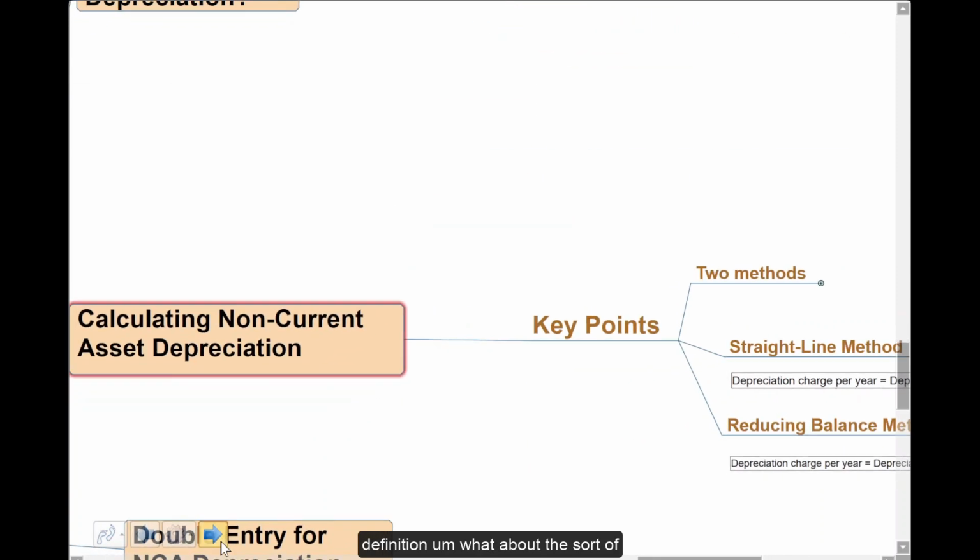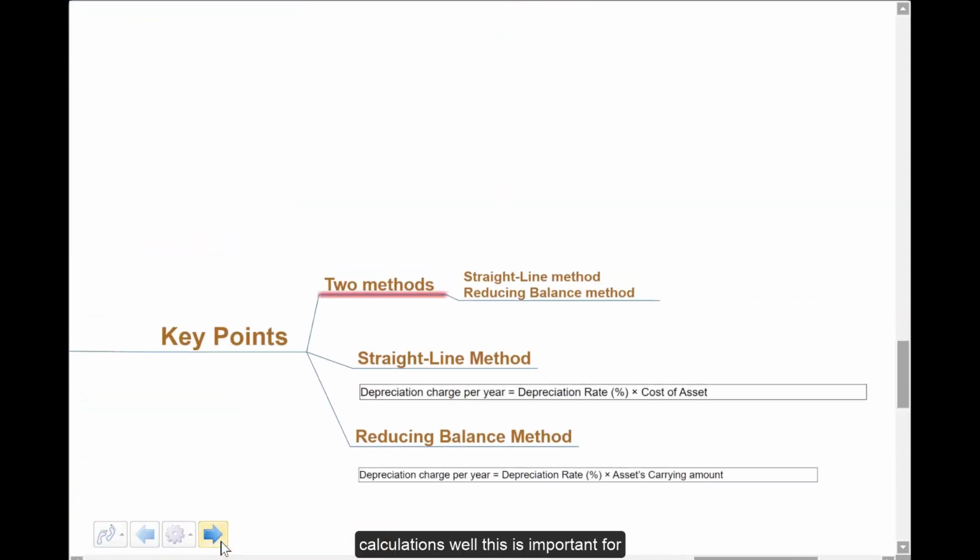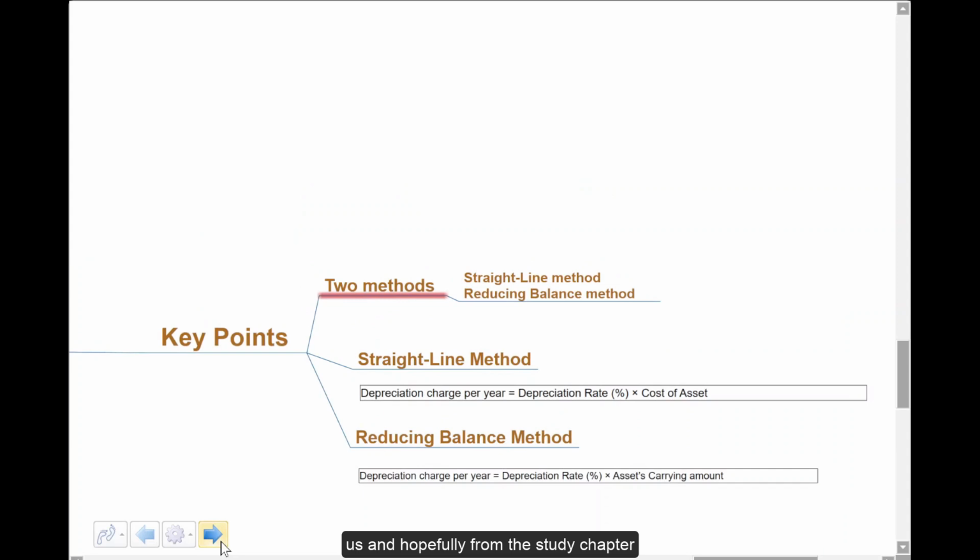What about the calculations? Well, this is important for us, and hopefully from the study chapter you have a fix on the two different methods. They're not overly complicated, to be honest with you. First one, straight line, which is probably the simplest one. Second one, reducing balance method. All we mean by those two is, with straight line, we're really looking to write off an equal amount over the course of an asset's life.